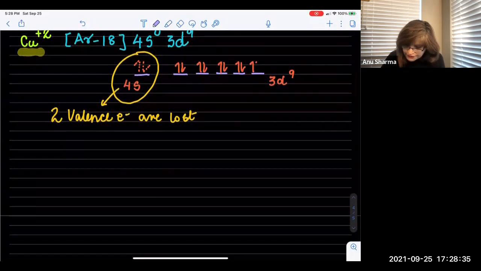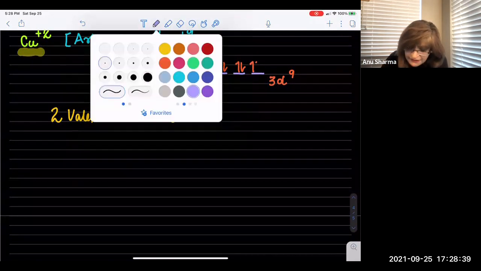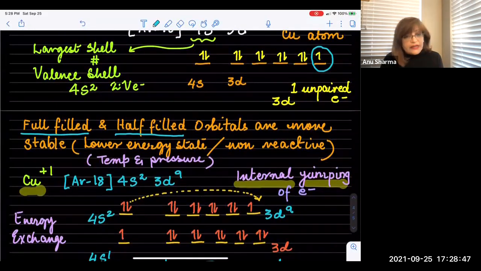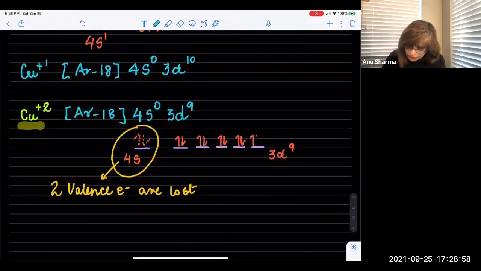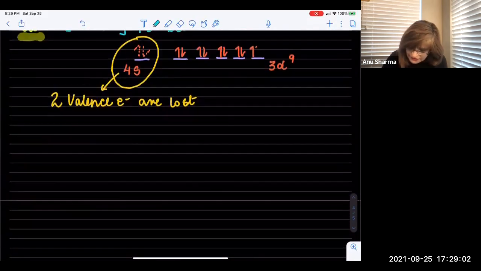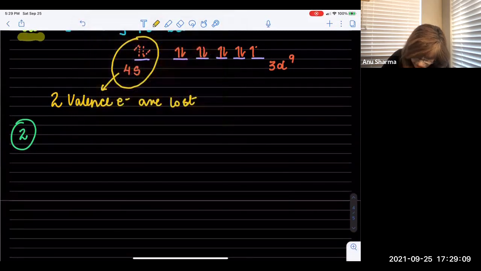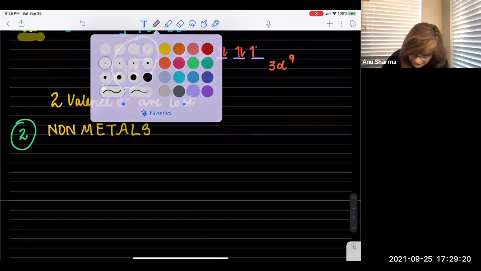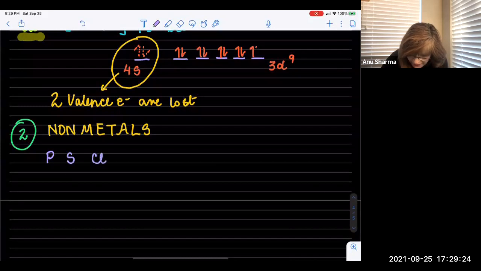Okay, now let's move further. What is happening with sulfur? And the same thing with phosphorus, chlorine, fluorine, bromine, iodine. What's happening here? So let's look at the non-metals, such as phosphorus, sulfur, chlorine, bromine, iodine, and xenon.